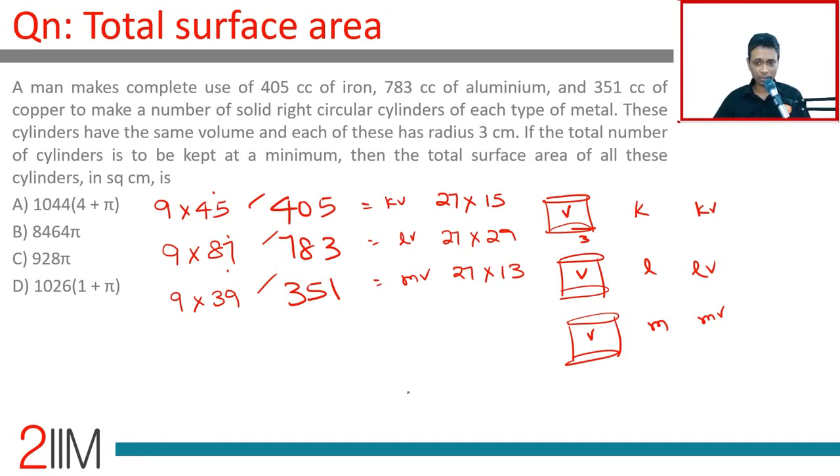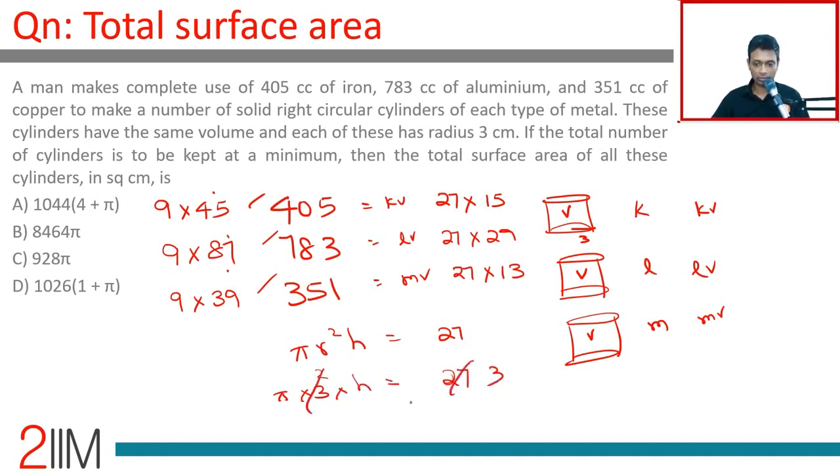We've got this far, right? So the volume of each cylinder should be 27 centimeter cube. It means pi r square height should be 27. Pi into 3 square into height should be 27.